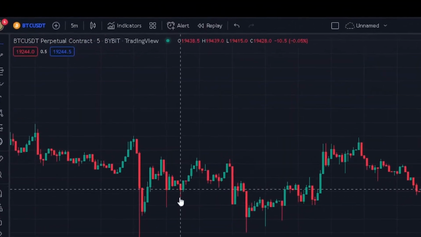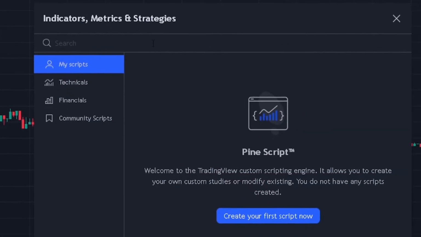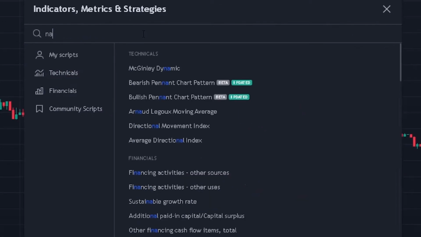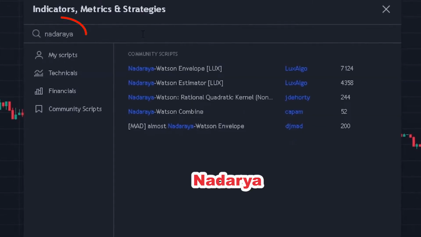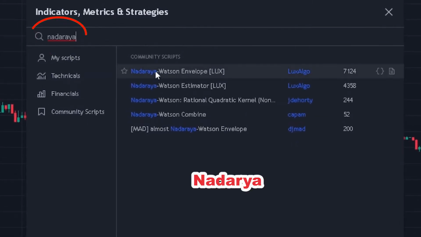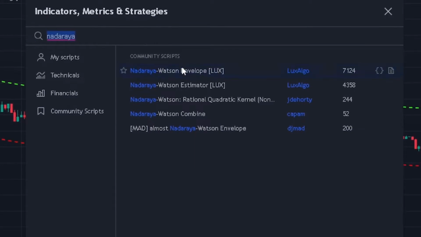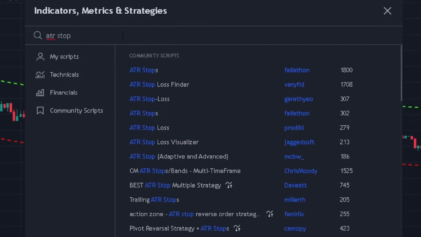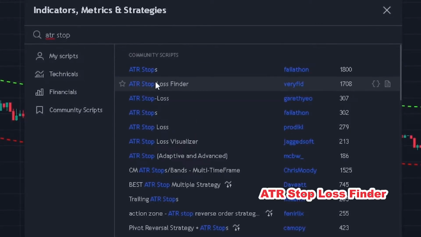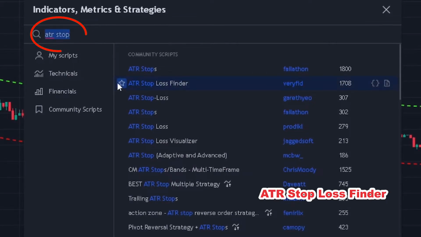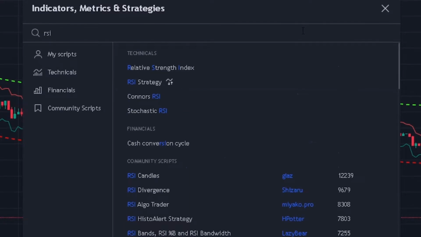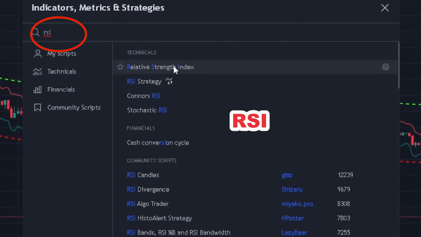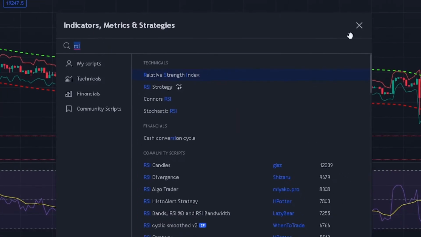For this strategy we will be using 3 different indicators. Now we must insert our first indicator, which is the Nadaraya-Watson Envelope. Simply type Nadaraya and click on this one right here by LuxAlgo. Then our next indicator is ATR Stop Loss Finder by Verified. Okay, for our last indicator, we need to insert the Relative Strength Index. Simply type RSI and click on this one right here.